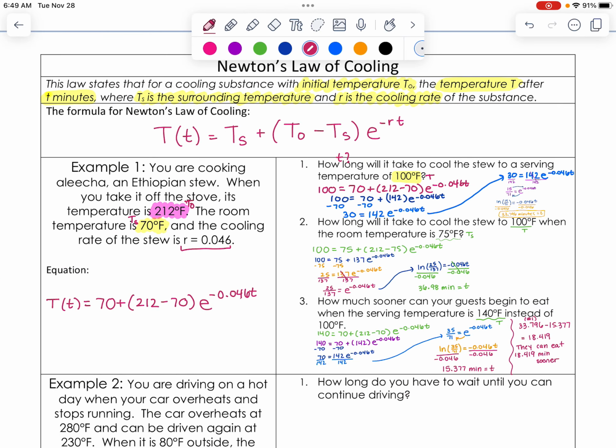All right, try example 2 and example 3 on this page, and then check the answer key to check your work.